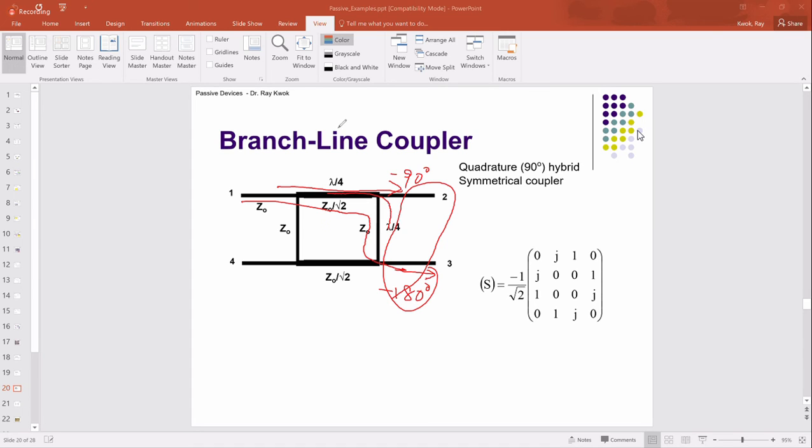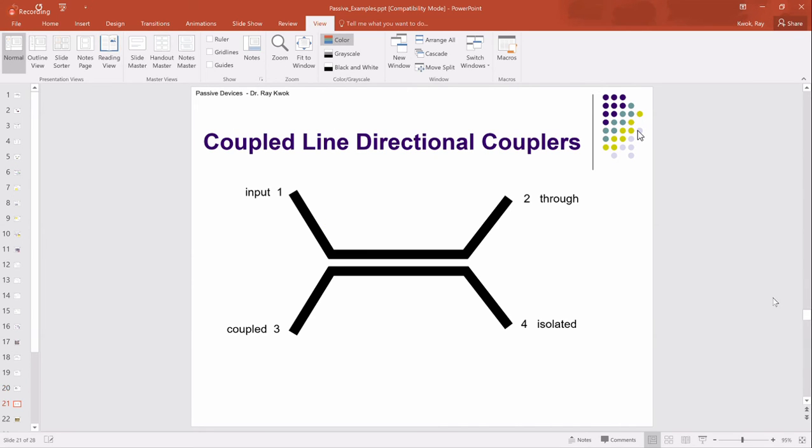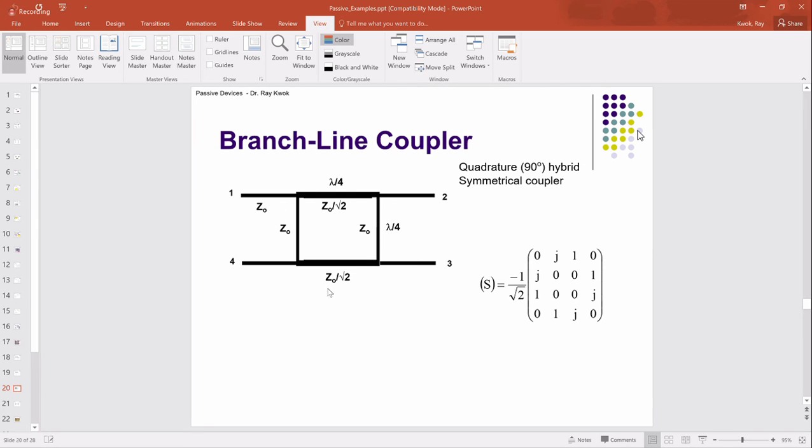So a branch line coupler is a simple way to make a 90 degree phase shift with equal power splitting. You do both in one shot. Is the bottom line also lambda over 4, or quarter wave? Yes, it's a square. I don't think I have a physical model to show you, but you can build this in AWR very easily. Just build this in AWR and play with it.